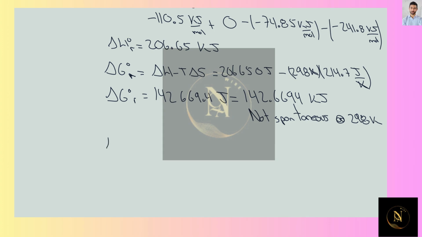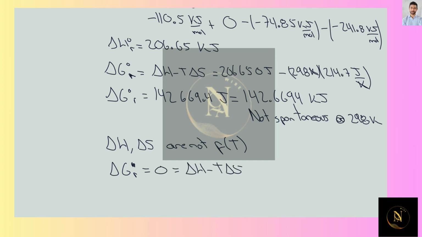And for this, we're going to assume that delta H and delta S are not functions of temperature. They are going to be constant for all of the procedure. So for a reaction to be spontaneous, we need delta G to be lower than 0. So let's equate delta G for the reaction to 0, and this needs to be equal to delta H minus T delta S. That means that the temperature at which the reaction starts to become spontaneous will be equal to delta H divided by delta S.